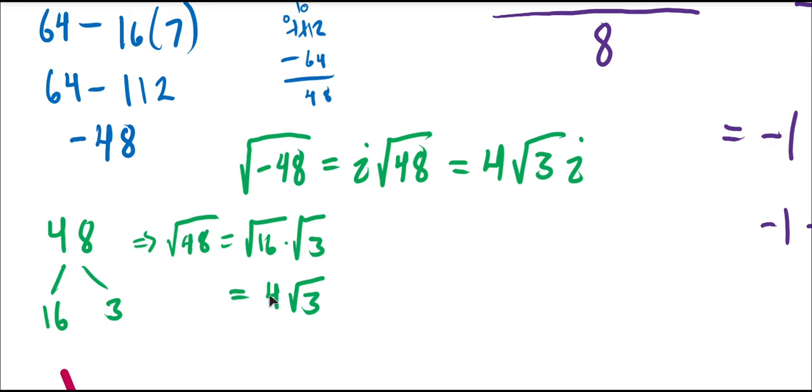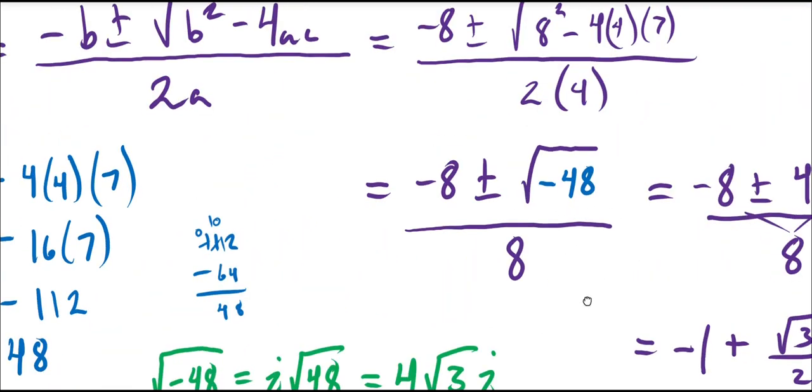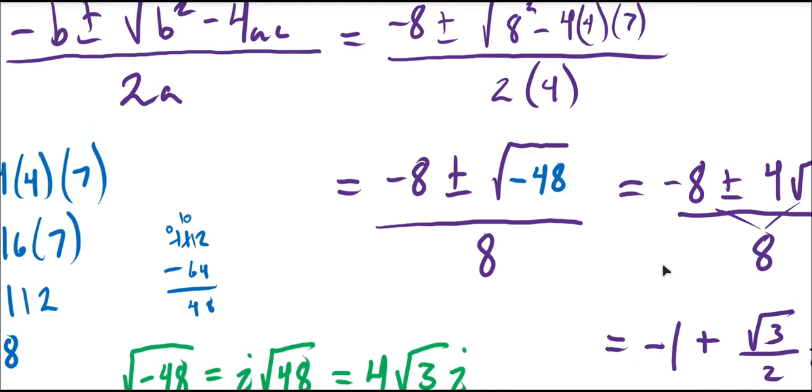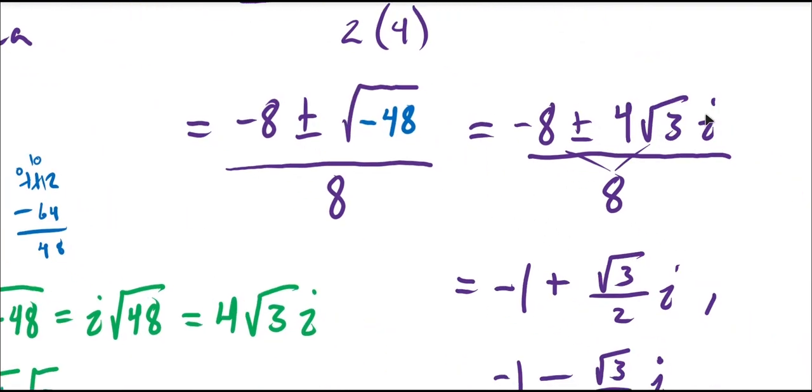That means this turns into 4 radical 3 when we simplify it. It's customary to pull the i to the end, then the radical is in the middle, and then whole numbers are left up front. So when I evaluated the discriminant, it was minus 48. When I simplified that radical, it was 4 radical 3 times i.